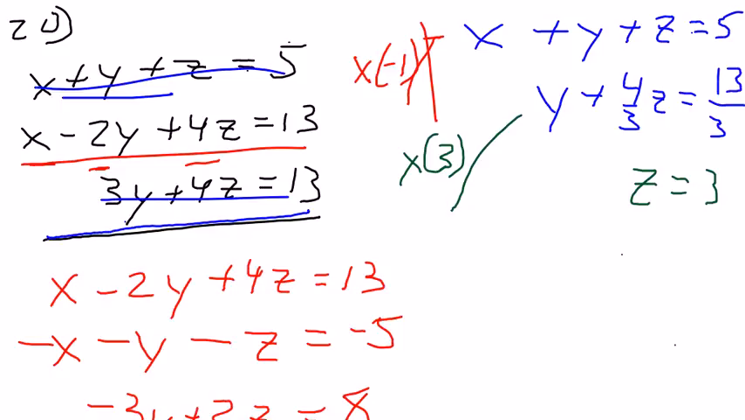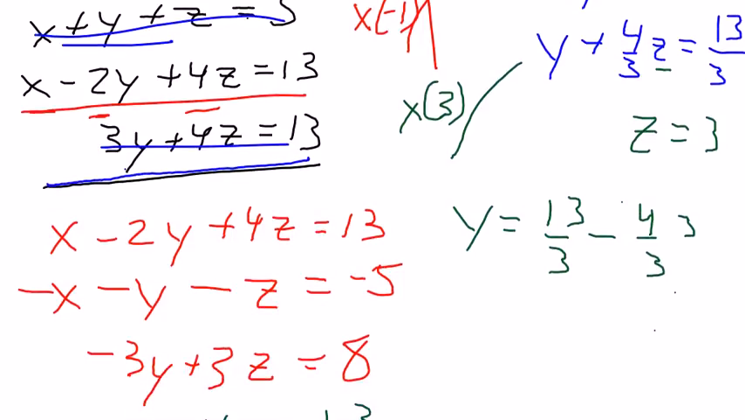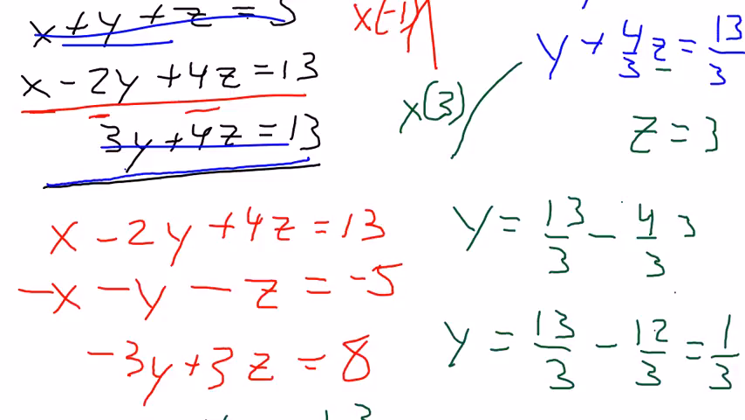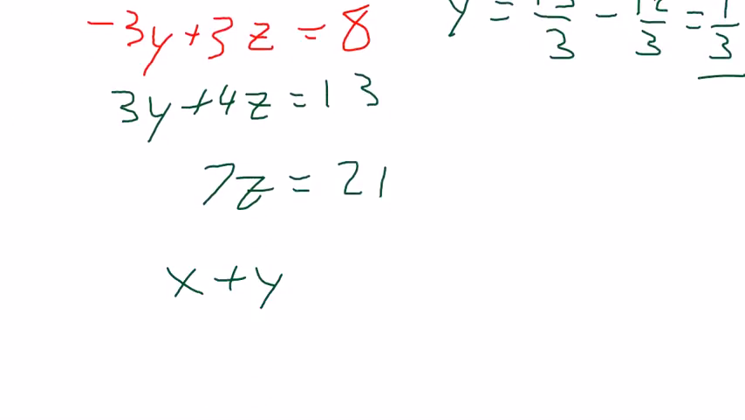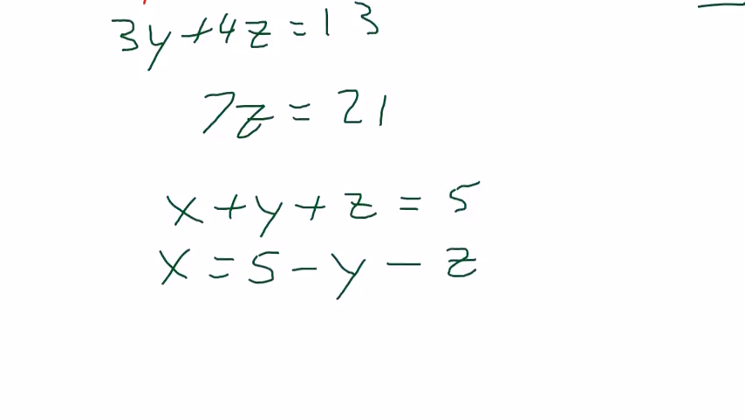Okay, and now we use back substitution to find the other variables. So I'm going to substitute a 3 in for z here. I get y equals 13/3 minus 4 times 3 over 3. This would be 13/3 minus 12/3. So y would equal 1/3. I'm going to substitute this y value and this z value into this top equation to solve for x. So x plus y plus z equals 5. x equals 5 minus y minus z.